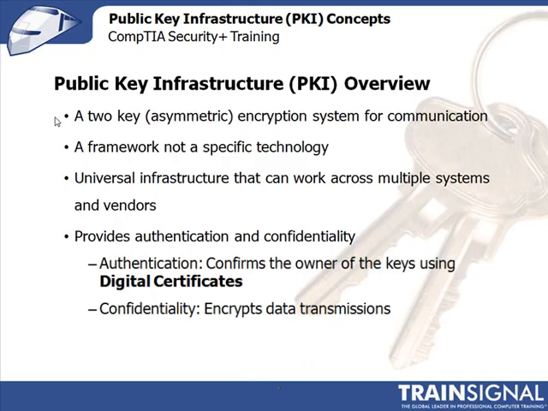PKI is a two-key encryption system. Having two keys, the word for that is asymmetric. Now, it's important to note that PKI is a framework, like a guideline, that different systems, vendors, and technologies can interpret and use to provide authentication and confidentiality in their data transmissions. So it's a set of rules, right? And one being that you have to have two keys. The key length is up to you, the encryption algorithm you use is up to you, but you have to have those two keys. So PKI provides confidentiality with that encryption, and it provides authentication with the use of digital certificates, which we'll talk about in a minute. But first, let's start with those two keys.